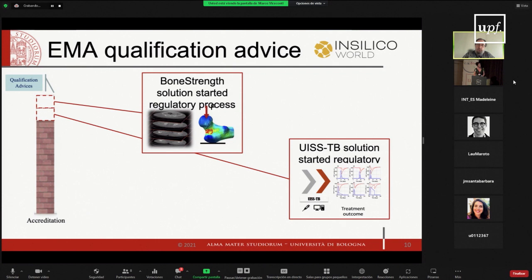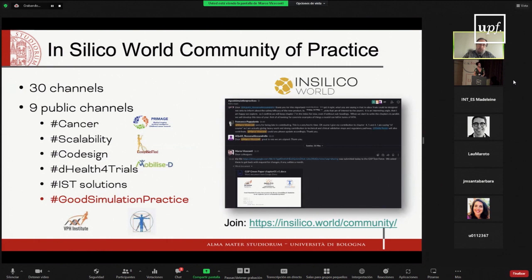What we expect with this submission is to start a public discussion with the regulator, in this case the European Medicines Agency, and develop a mutual understanding of what the problems are, what the barriers are that are making the adoption difficult. In the meanwhile, we are trying to consolidate the community of practice made of academics, people working in industry, regulators themselves, and experts in various agencies who are interested and involved in this topic, to join our In Silico World community of practice.